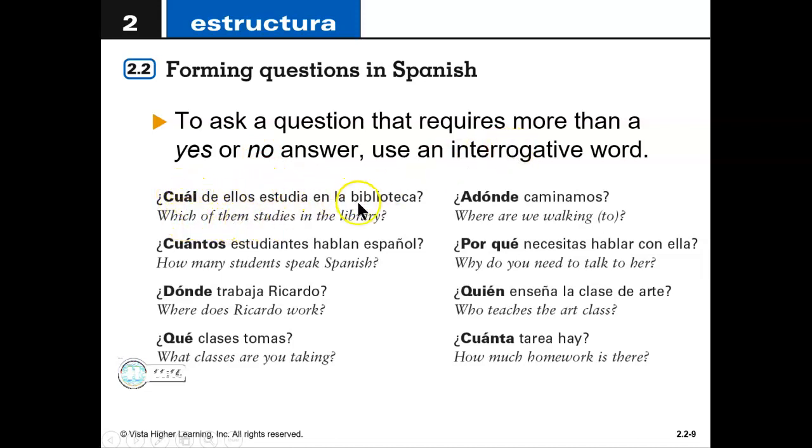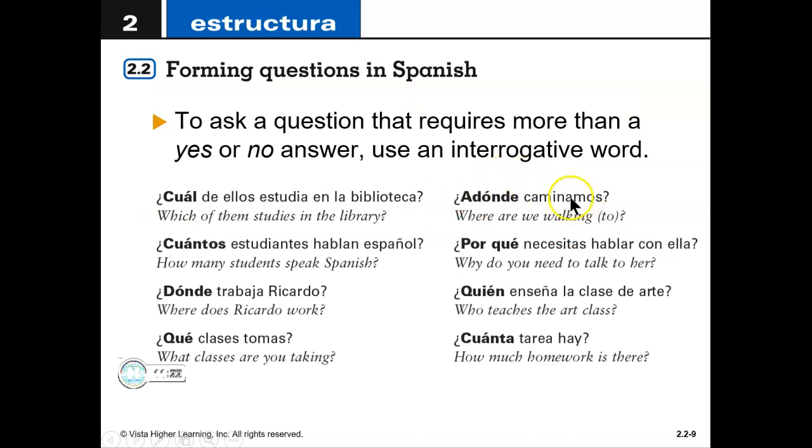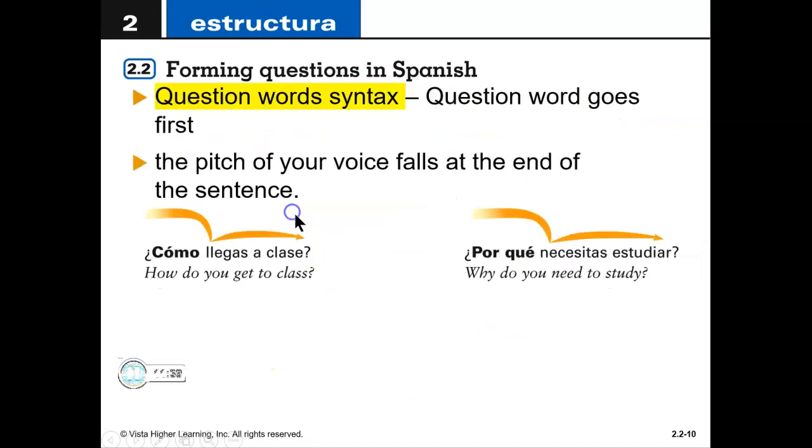Which of them studies in the library? ¿Cuál de ellos estudia en la biblioteca? ¿A dónde caminamos? Where are we walking to? ¿Cuántos estudiantes hablan español? How many students? ¿Dónde trabaja Ricardo? Where does Ricardo work? ¿Qué clases tomas? What classes are you taking? Notice that all of these, when you have a question word, begin with the question word. So, question word syntax is when the question word goes first, because you're asking for more than just a yes or no answer. The pitch of your voice is going to fall at the end of the sentence.